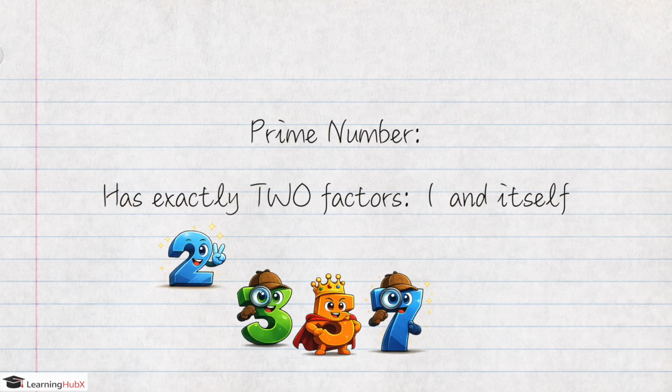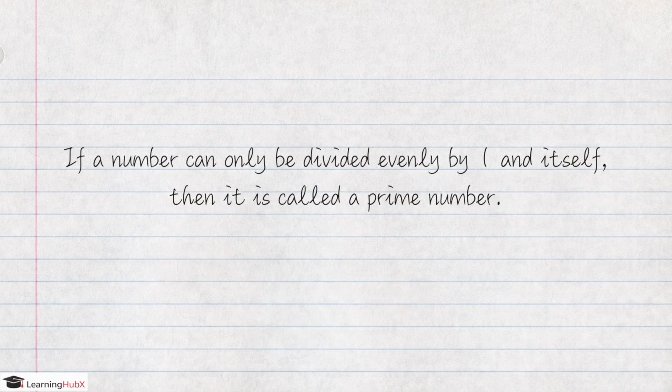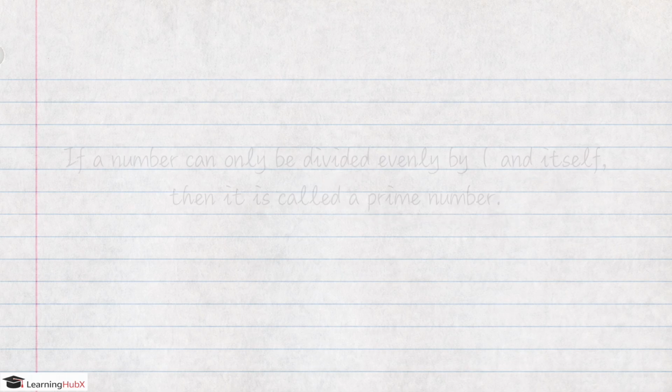So what exactly is a prime number? A prime number is a number that has exactly two factors, 1 and the number itself. That's it. If a number can only be divided evenly by 1 and itself, then it is called a prime number. Let's look at some examples.